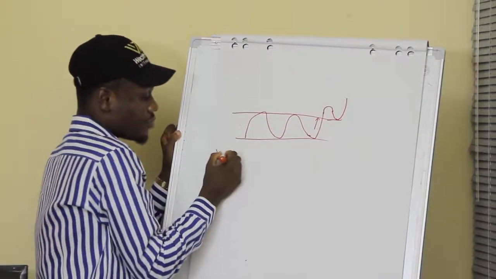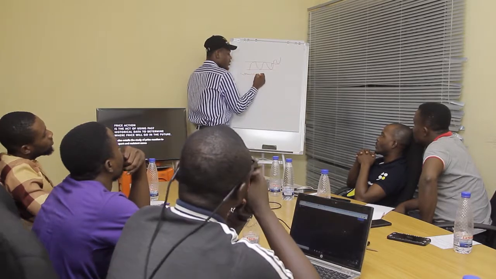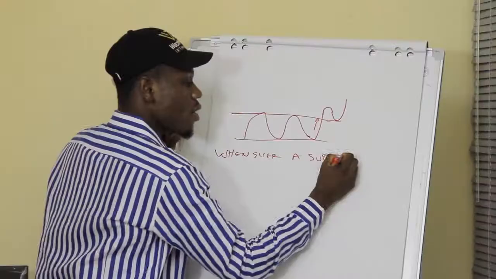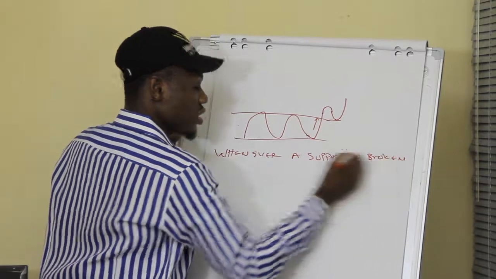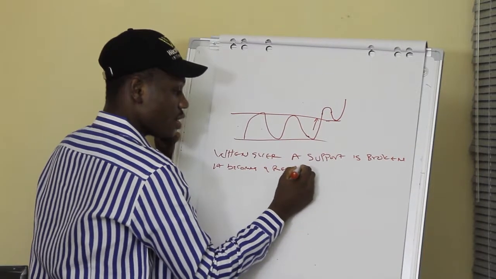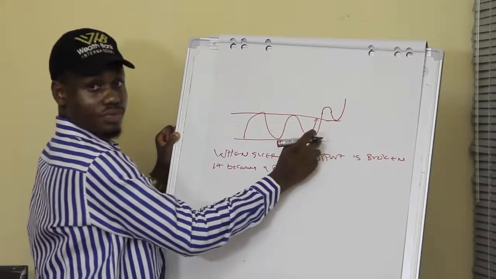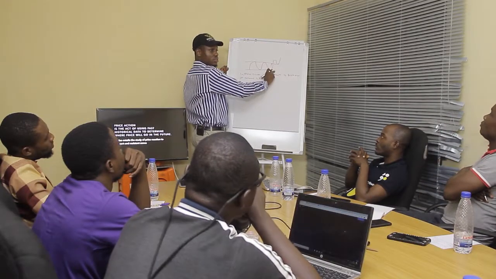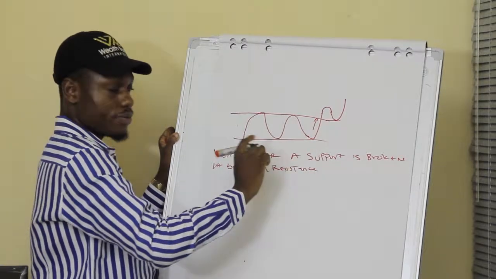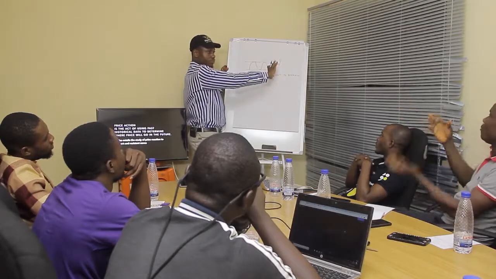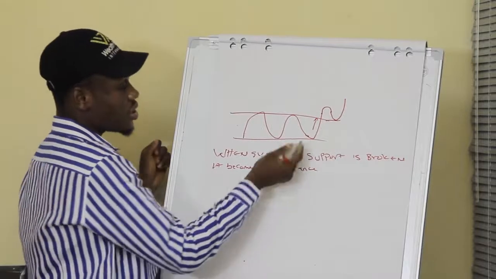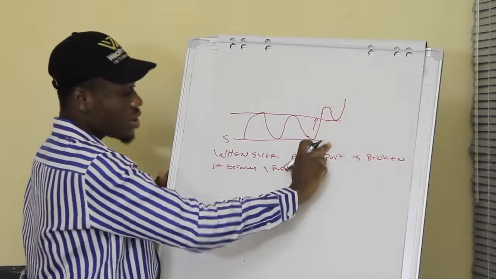So whenever a support is broken, it becomes a resistance. Okay, sorry, we made a very big mistake. No, it's the same thing. But I just want to explain it the way it is. It's either way anyway. For example, when this is broken, it becomes a resistance.